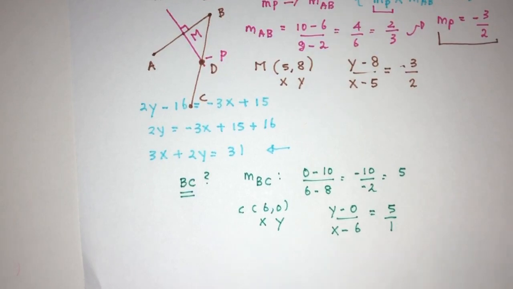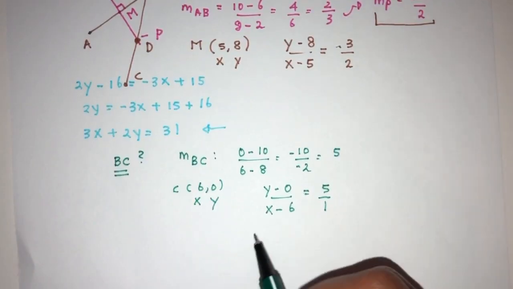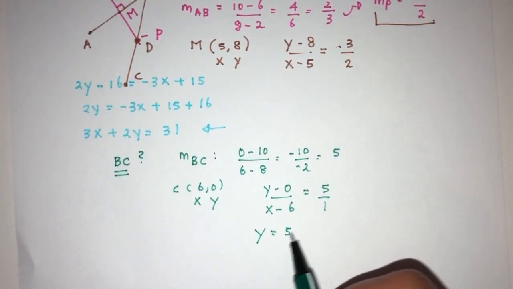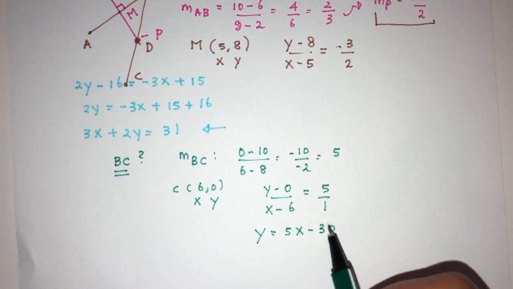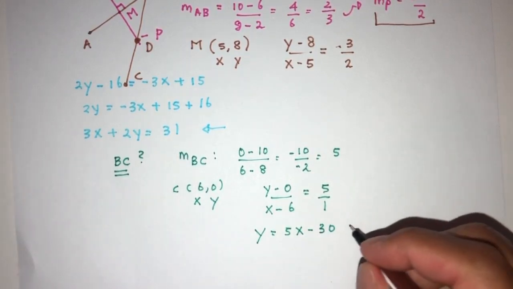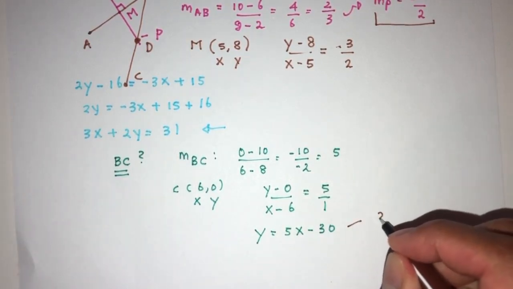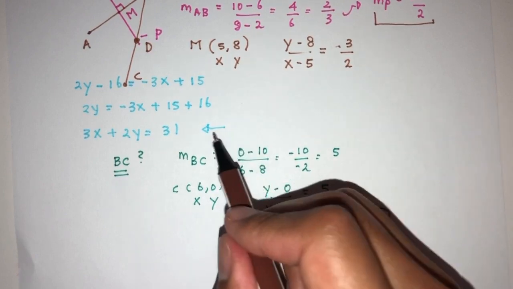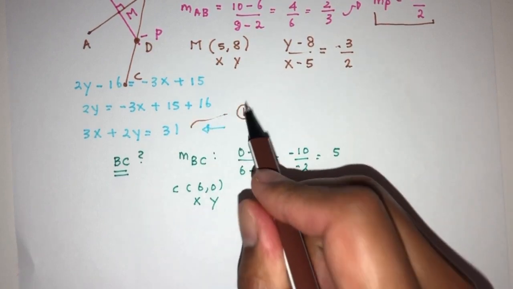Again, everyone asks me why I do this. This is just a way to find the equation of a straight line. If you don't know this way, and you know another method, you can always use your method. Cross multiply, you have y equal to 5x minus 30. So here we have the equation of BC. Let's call this equation number 2, and this is our equation number 1.